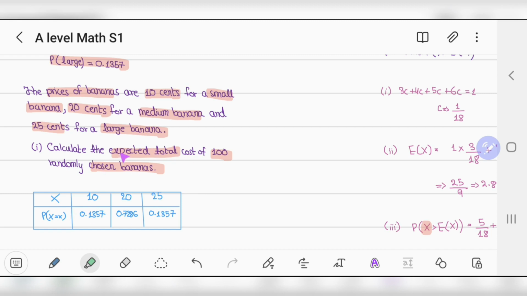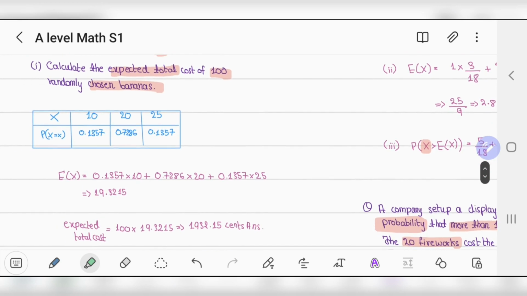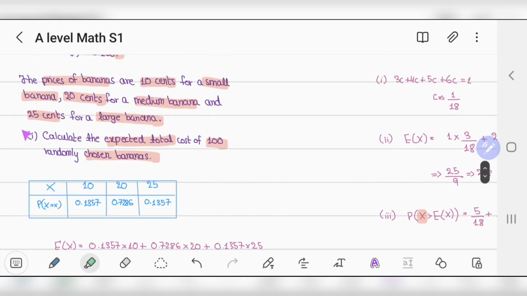Since it says expected, it means we need to find the mean. So we will find the mean, and after finding the mean we're going to multiply it by 100. How did we find the mean? We just multiply this, plus multiply this, plus multiply this, and then we get the mean, then we multiply it by 100, and you get this. This kind of question is normally used in binomial distribution and normal distribution, so don't worry, this question is very similar.